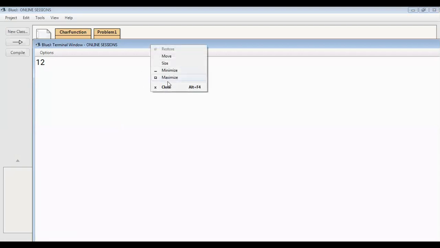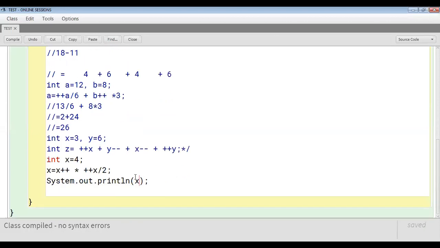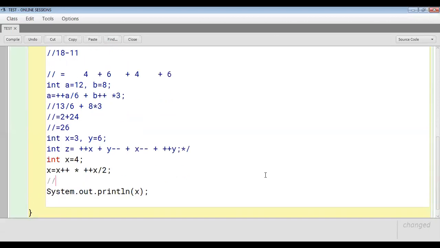Now why is the answer 12? Chalo, let's find it out. It's again very simple. So it is x plus plus. What's the value of x? 4. Is it pre or post? It is post, so it will change after the action. So x will be 4 right now, and it has become 5. The moment we are done with that plus plus sign, the value of x will become 5.